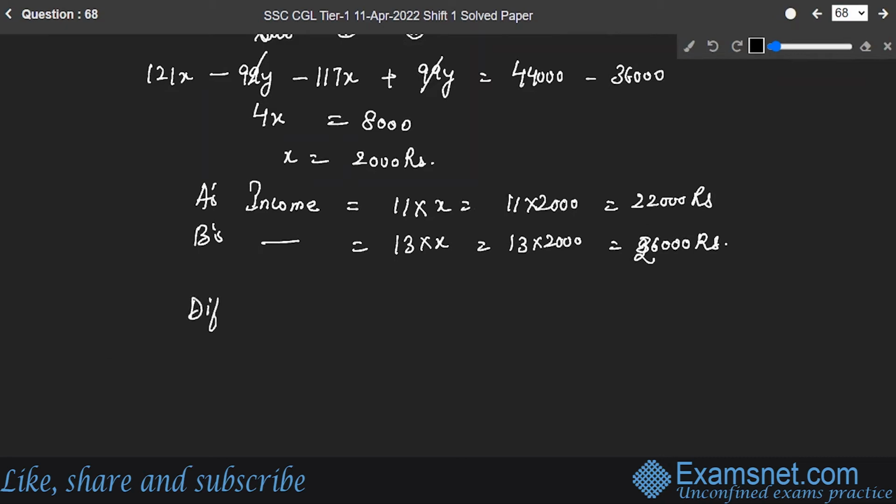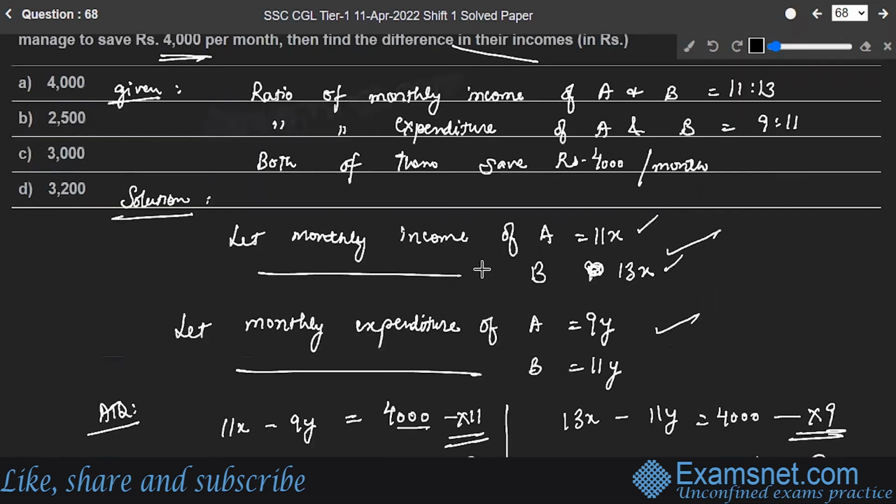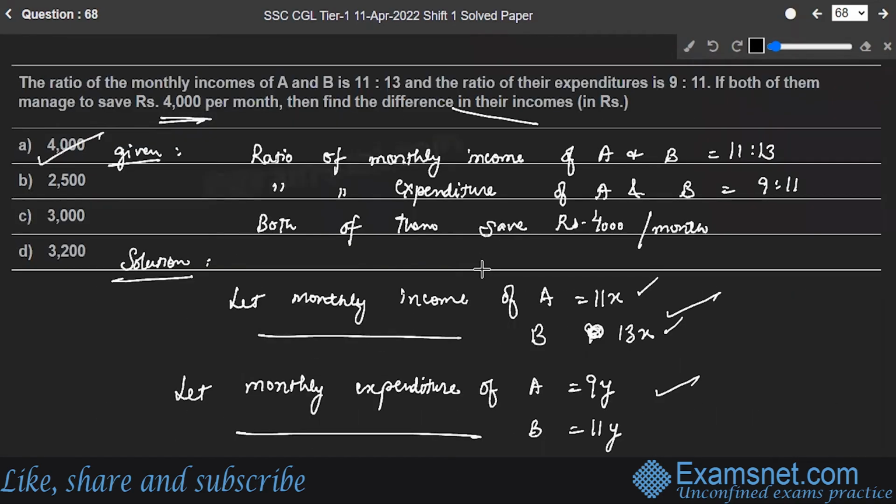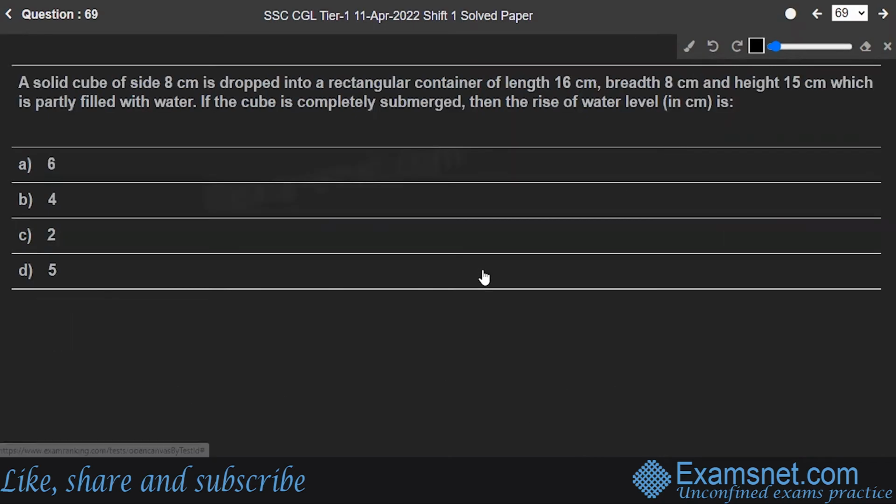Right? Difference between incomes is equal to 26,000 minus 22,000, which is equal to 4,000 rupees. Right? I hope you're clear with this. Correct? So let's check the options. Option A is the correct answer for the question. Right? Let's move to the next question, 69.